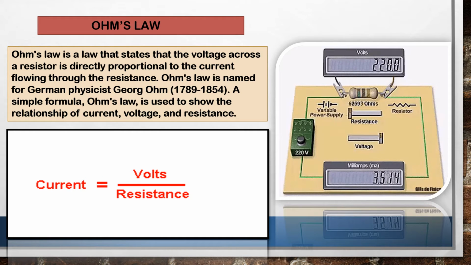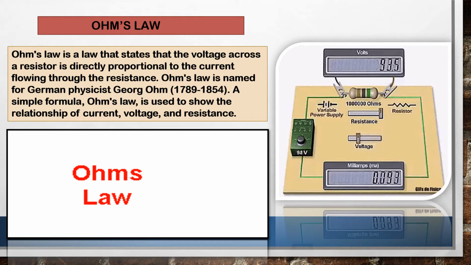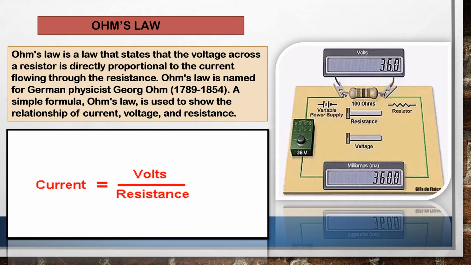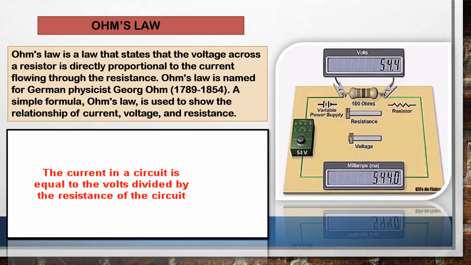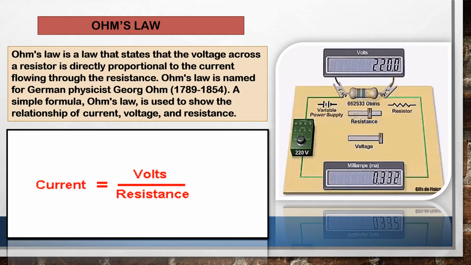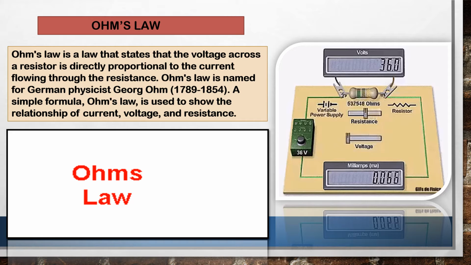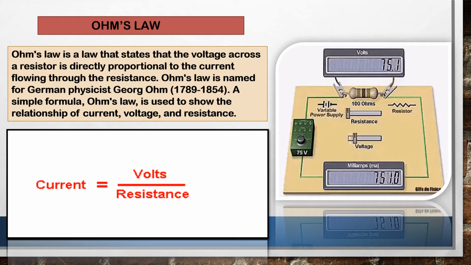Now see this diagram. According to I is equal to V by R, here it has been shown R and V. If V increases, R decreases, and when R increases, V decreases. That means they are inversely proportional. Now see this diagram. This is the experiment of Ohm's law. When resistance is increasing, at that time voltage is decreasing. Again, when resistance is decreasing, at that time voltage is increasing.